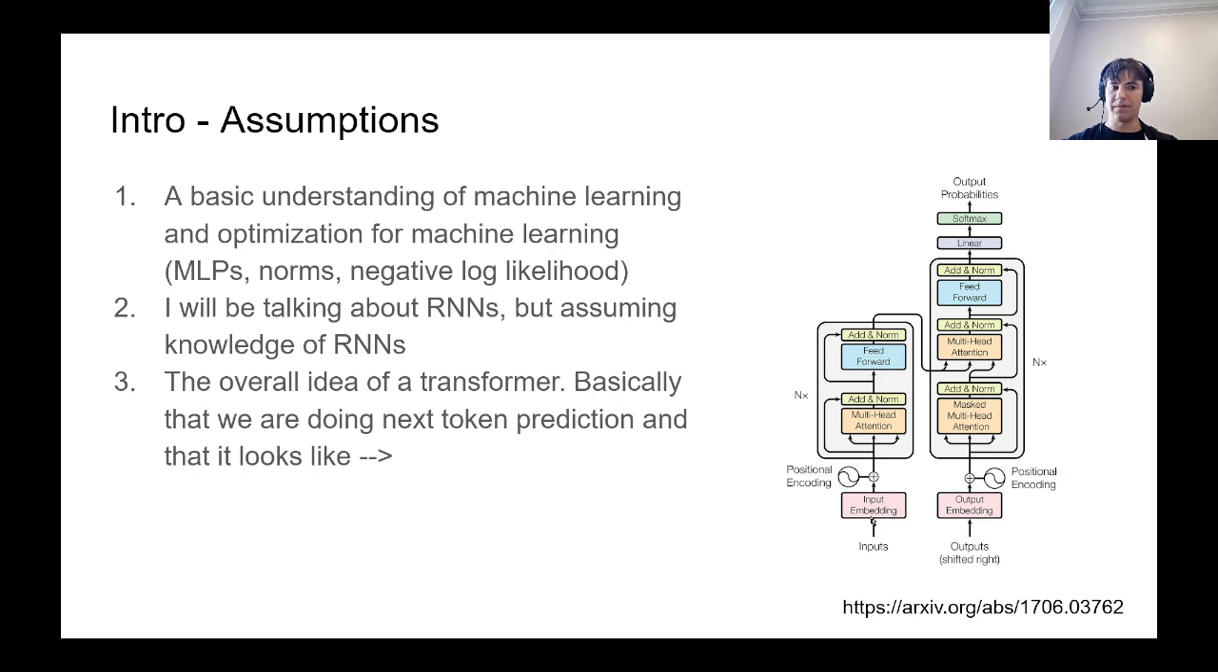So like normal optimization, know that this is actually doing next token prediction and stuff like that, because I won't be going over that here. So I'm just going to be going over the attention pieces. But I'm going to be assuming you don't know anything about attention.